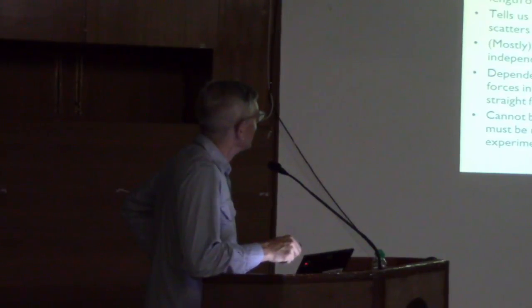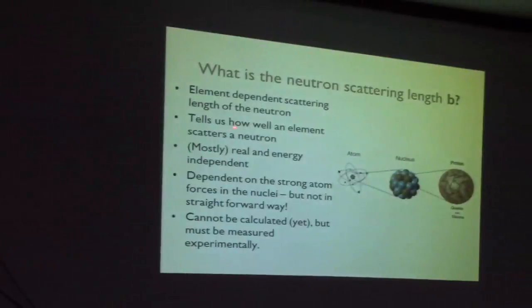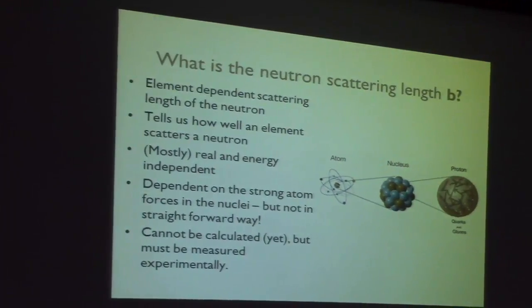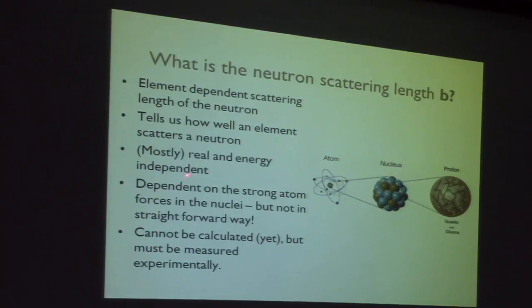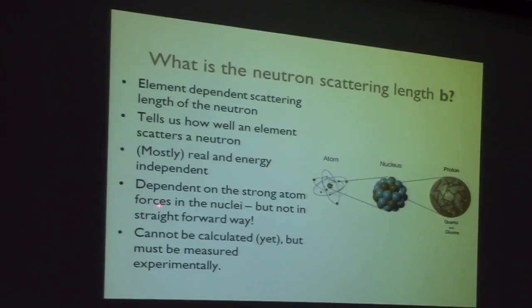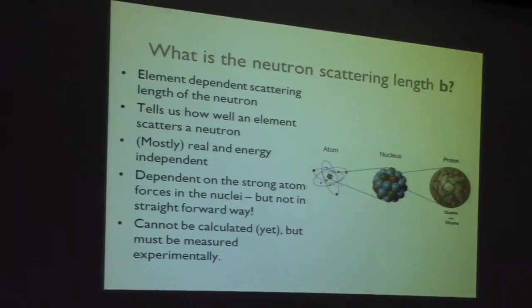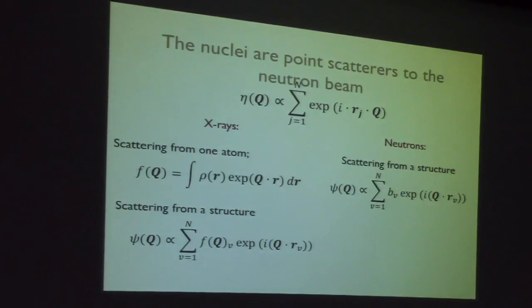So the scattering length tells you how strongly an element scatters, and it depends on the elements and the isotopes. It says energy independent, but it does actually depend on the energy of the neutron. And actually, we don't know how to calculate it theoretically, but we measure these cross sections.